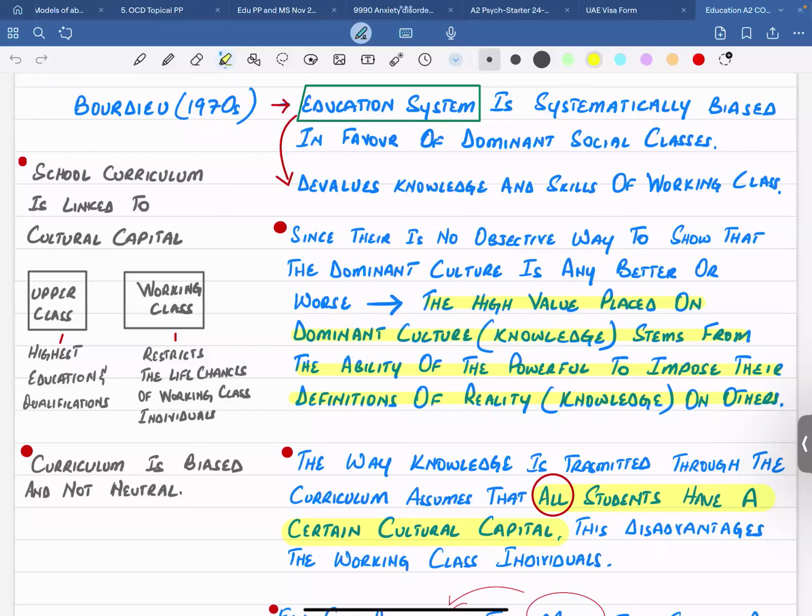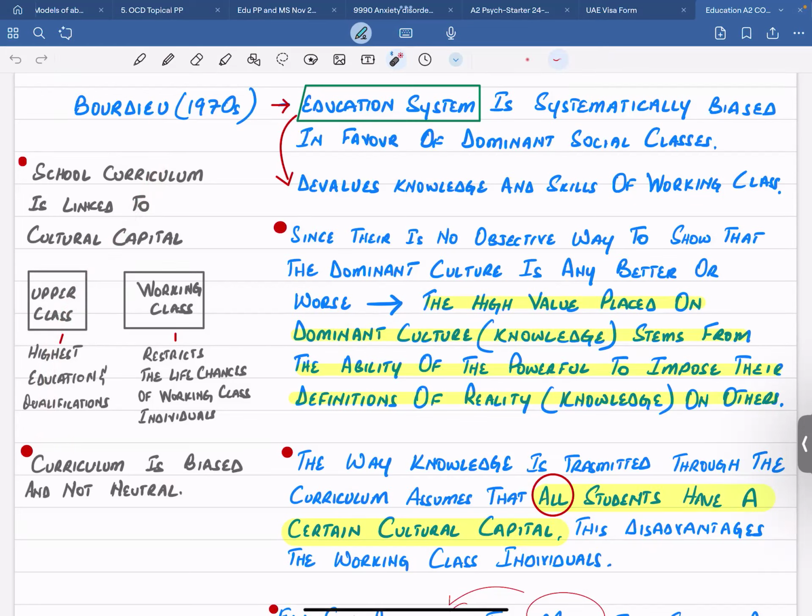Now, you could write down how Bourdieu thought that the education system is systematically biased in favor of the dominant social classes. Talking about the school curriculum in particular, it is linked to the cultural capital of the upper class, because of which the upper class receives the highest educational qualifications, due to which the working class's life chances get restricted. According to Bourdieu, in a nutshell, your curriculum is biased and is not neutral at all.